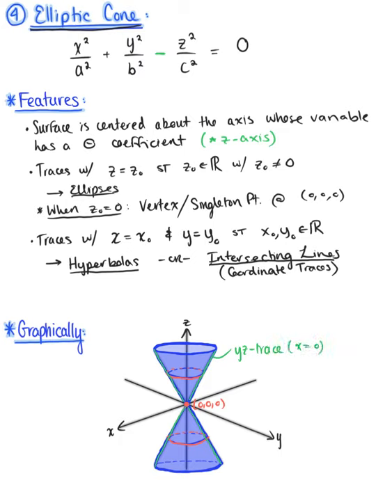And last but not least, we have the coordinate traces for the xz plane. And so these are, again, intersecting lines. These are the xz traces, those intersecting lines defined when y is equal to 0.